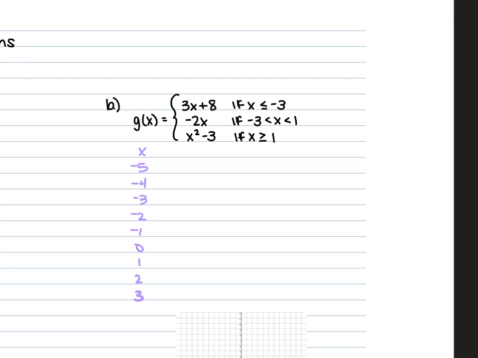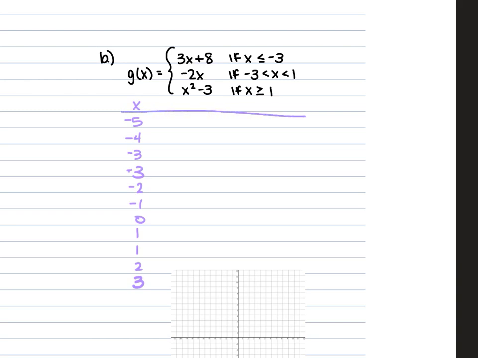But I want to rewrite these because of the less than or equal to negative 3. So the negative 3 has to come twice. And then the 1 would have to come twice. So negative 2, negative 1, 0, 1, 1. And then 2 and 3.